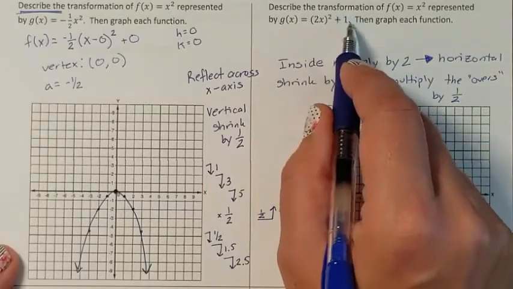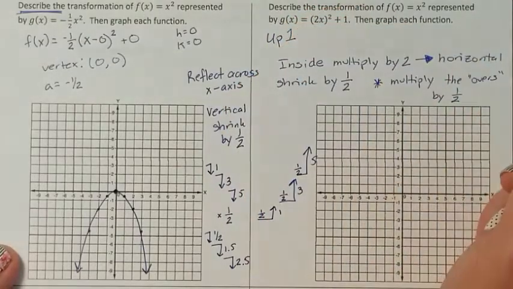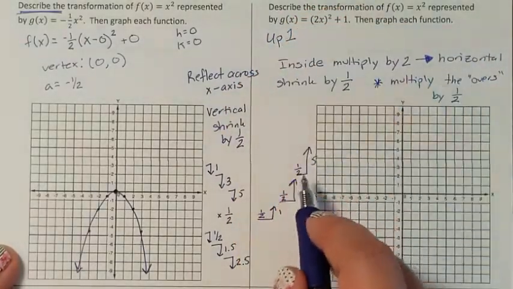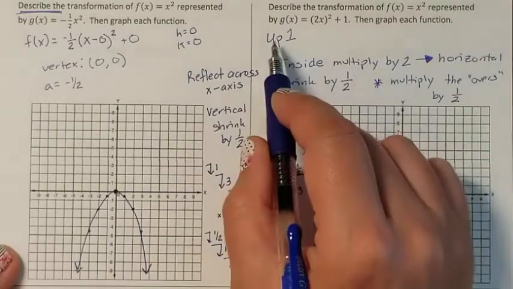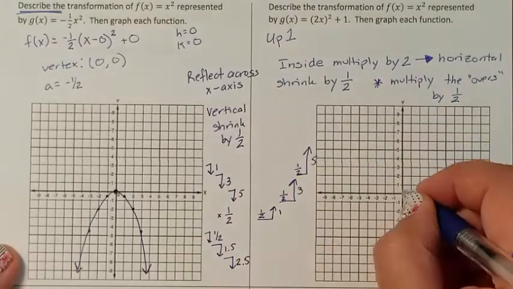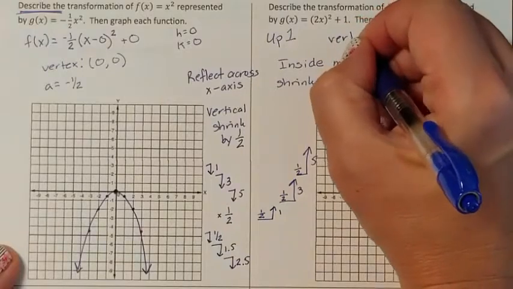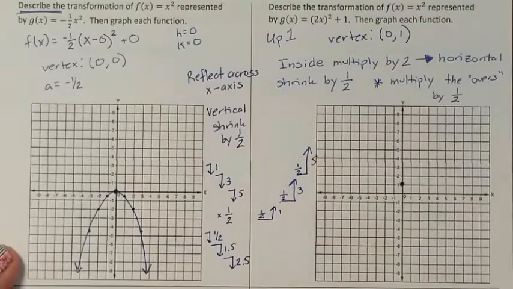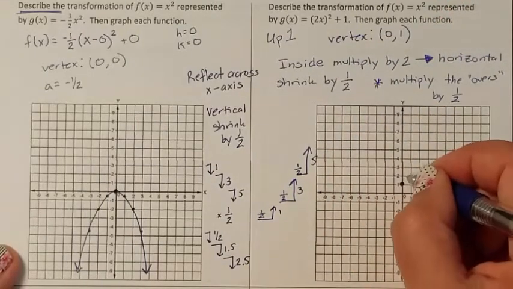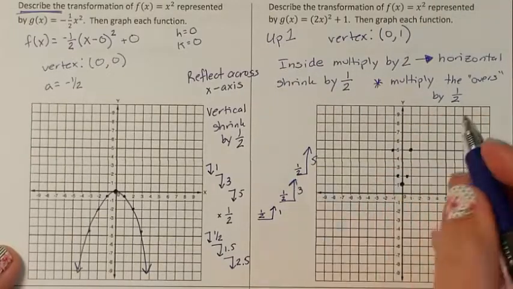The last thing I see is this outside added 1, and outside add 1 told me to go up 1. So this was me noticing all my Chapter 1 skills. We're just going to graph it using Chapter 1. So I needed to go just up 1. If I just went up 1, that's where my new vertex is. So I know that my vertex is the coordinate point 0, 1. From here, I need to move my new movement. It's over a half up 1, over a half up 3, over a half up 5.